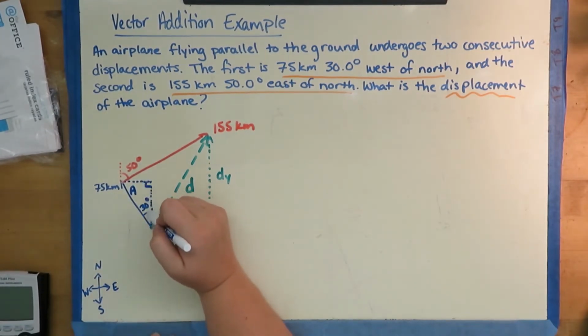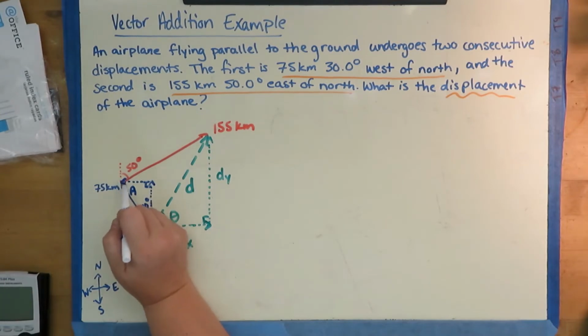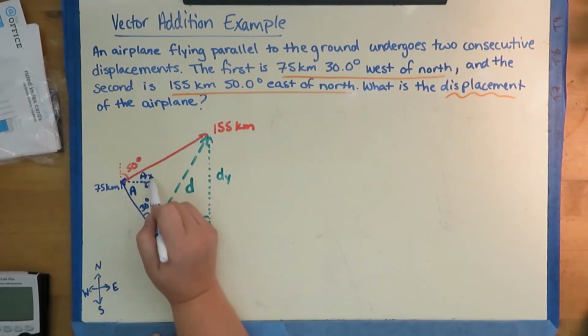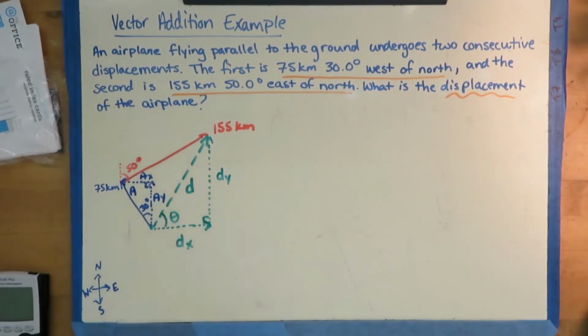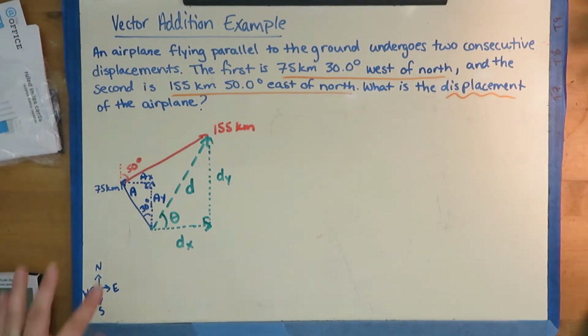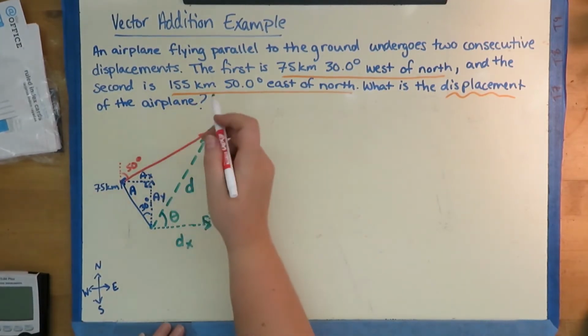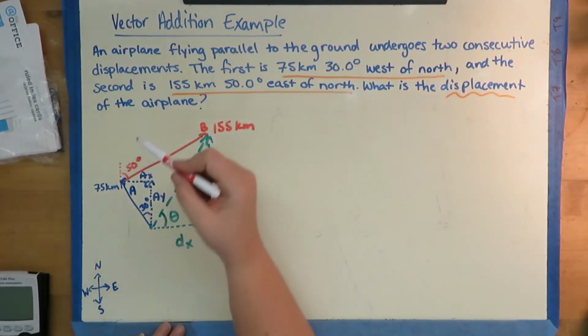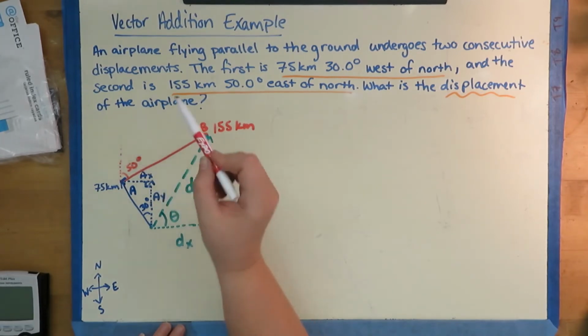And I'm going up and I'm going to the left. So I can label AX and I can label AY. So I could find AX and AY. And then I could also, with vector B here, make a right triangle out of that.